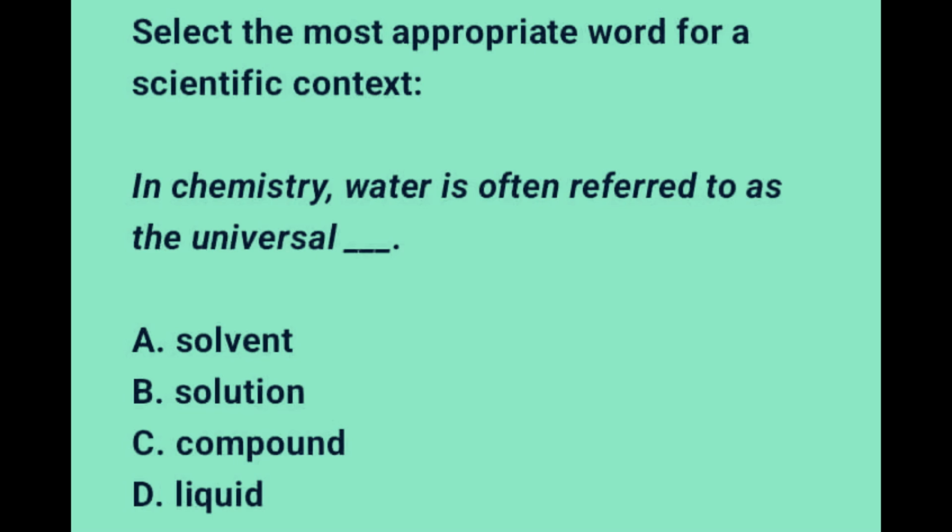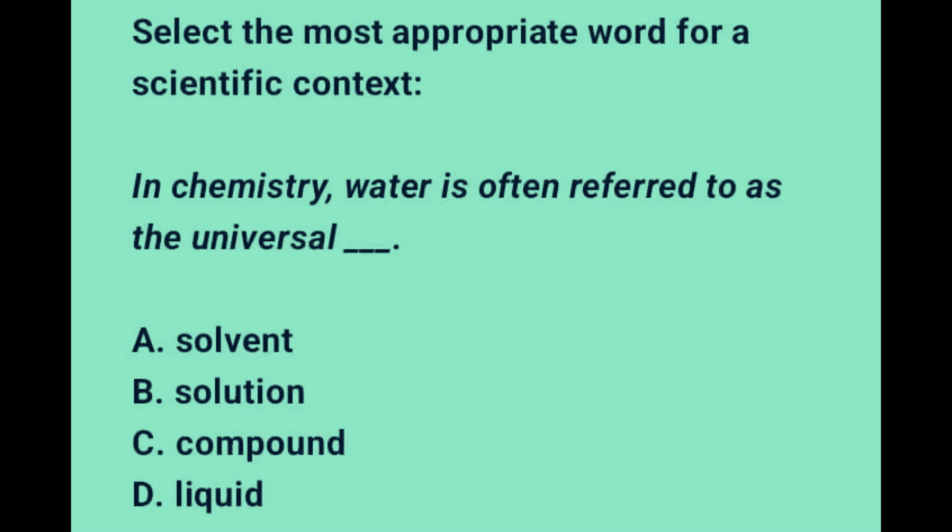Question 4 is on register, and this register is focused on science. It says, select the most appropriate word for its scientific context. In chemistry, water is often referred to as the universal dash. A, solvent. B, solution. C, compound. And D, liquid. The correct option here is solvent. In chemistry, water is often referred to as the universal solvent.